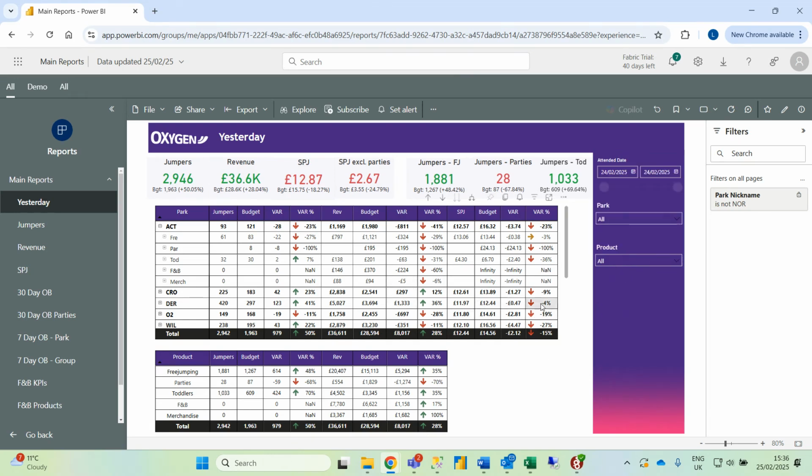In the tables themselves, we're always going to have the same layout. So we're always going to have jumpers first, compared to its budget, the variance between those two, and then that variance as a percentage. And then revenue compared to its budget, and the variance, the percentage, and then spend per jumper, and so forth. We'll then be able to see the splits between each park. And then underneath, we have the estate as a whole in one table.